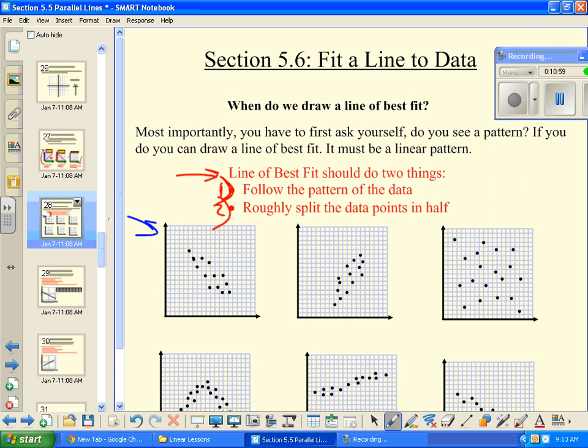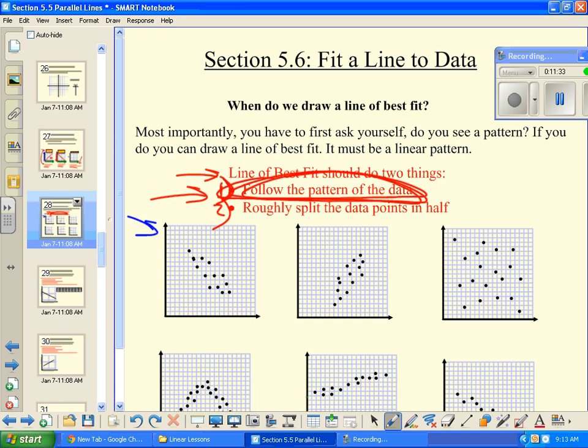But I sometimes see too many students concentrate on number 2 as opposed to number 1. They try to split the data in half, and I've seen people draw lines of best fit like this. Looking at this blue line, this is incorrect. Do not do that. Yes, you split the data in half, maybe about six dots on each side, and that's a good thing. But the number one thing is you need to follow the pattern. If you don't, then what we've tried to accomplish for this scatter plot is lost. It's out the door.